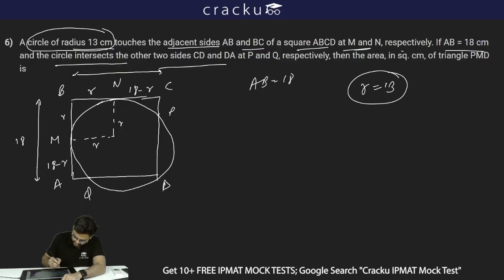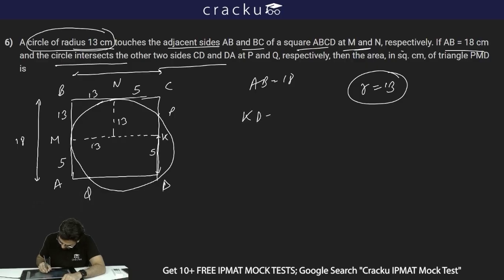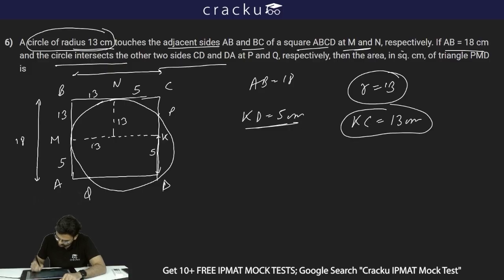So I'll just substitute the value R equal to 13 here. So this will be 13, this is also 13, and this will be 5. Now, if I join this line, this distance is also 5. Let's say I take this point as K, so KD is equal to 5 centimeters. If KD is 5, KC will be 13 centimeters.